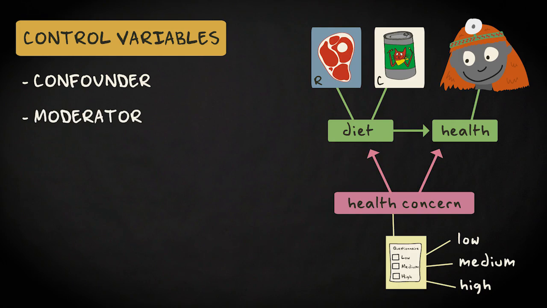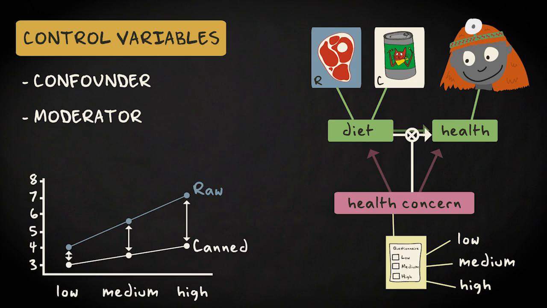Secondly, health concern can moderate the relation between diet and health, meaning the relation becomes weaker or stronger depending on the level of health concern. For example, a raw meat diet is indeed healthier, but more so when the owner is more concerned with health. For example, because more concerned owners make sure the cat eats the right proportions, which makes the health benefits of raw meat more effective.